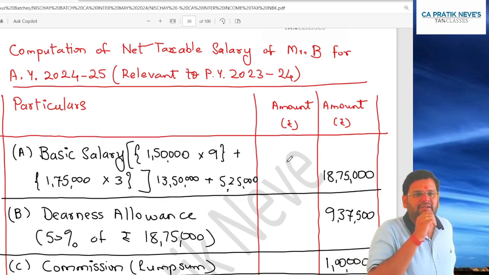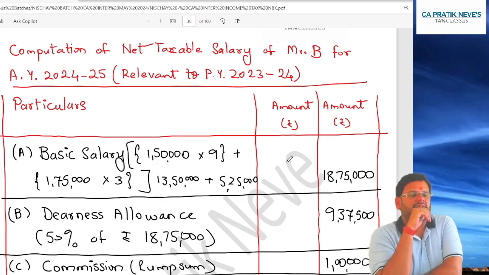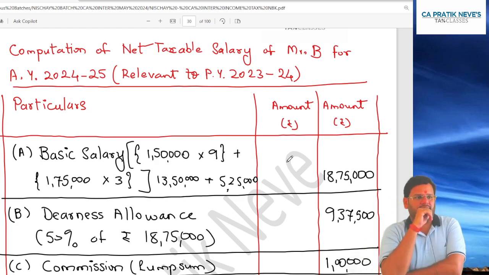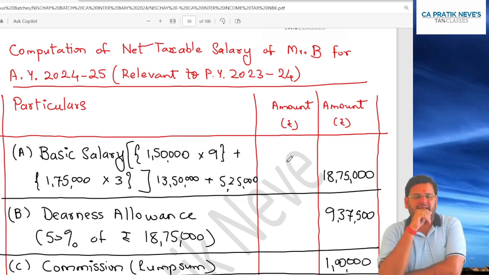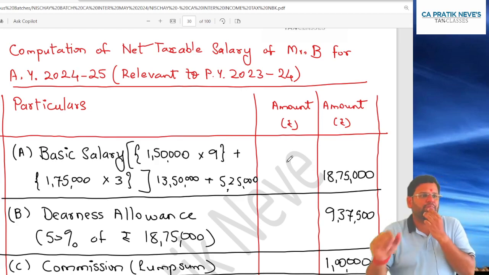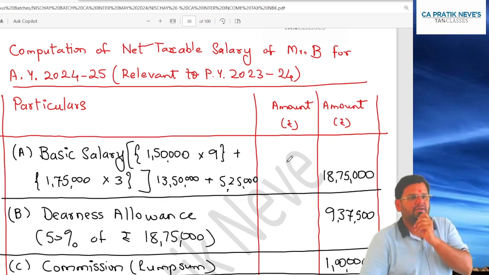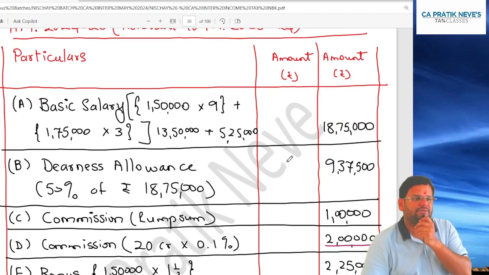Computation of net taxable salary of Mr. B for AY 24-25 in bracket relevant to PY 23-24. Have you given this heading? Computation of net taxable salary of Mr. B for AY 24-25 in bracket relevant to PY 23-24 under old regime. Please write that, friends. Under old regime. All of you have noted that under old regime.